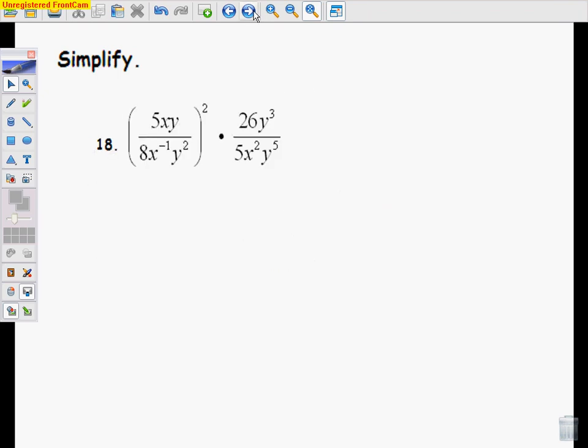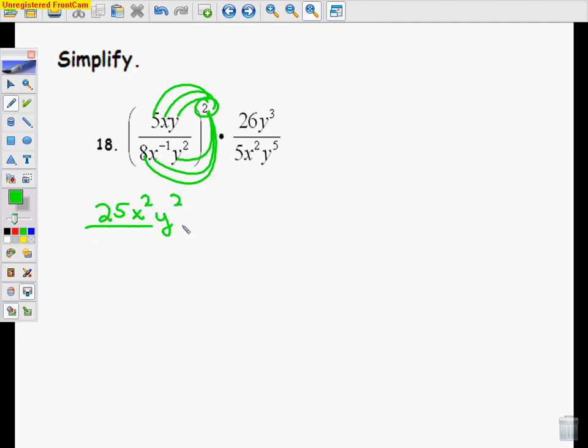Next, this problem. We have this 2 here on the outside that needs to be distributed into everything in its base. Okay, so 5 to the 2nd power, that's 25. That'll be x to the 2nd, y to the 2nd. And then still to the bottom, to the denominator, we have 8 to the 2nd power, which is 64, x to the negative 2, and we know it's negative 2 because, once again, when you're raising a power to a power, you multiply the exponents. So negative 1 times 2 is negative 2. All right, and then the same thing here with that y to the 4th, because we multiply those together.